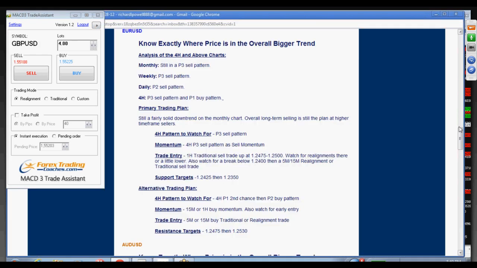So basically, I go through each pair, and I don't want to be redundant and just keep going through the euro dollar and the Aussie dollar, because basically it's the same protocol that I do every time. So you get a flavor of what I do.